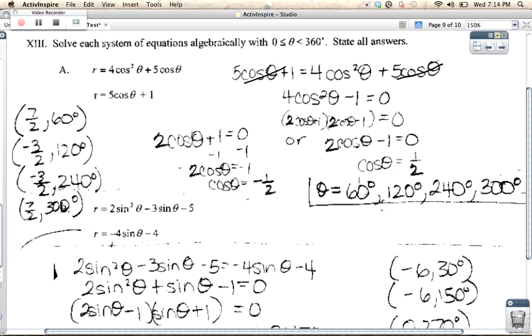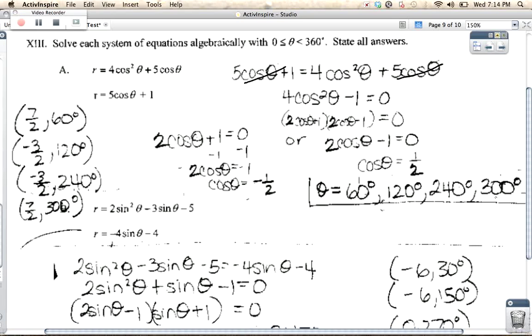So now I have either 2 cosine of theta plus 1 equals 0, or 2 cosine of theta minus 1 equals 0. Solving each of these equations for cosine of theta gives me negative half and positive half. So in the unit circle, cosine is negative half and positive half at 60, 120, 240, and 300.